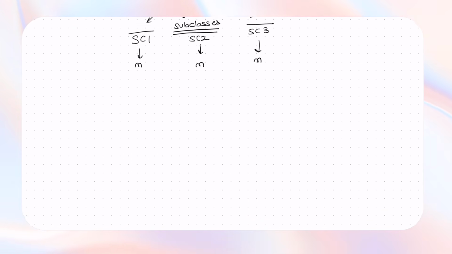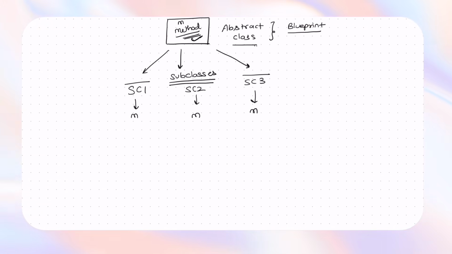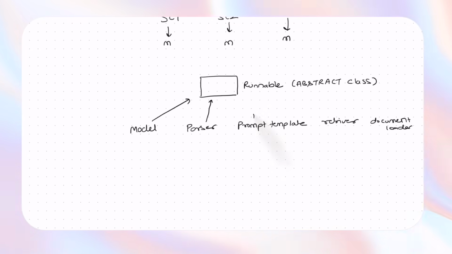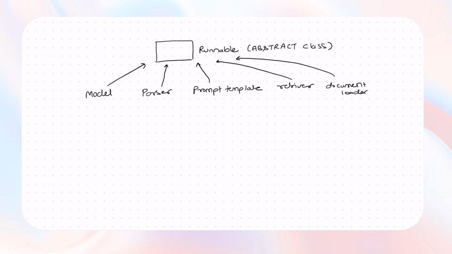So that is what they did. They created an abstract class which they called Runnable, and all the components of LangChain were made to inherit from this abstract class. So they created the Runnable as an abstract class, and all the components, let's say the model component, the parser component, the prompt template component, the retriever component, the document loader, all these classes were inheriting from this particular abstract class, which made sure that all of them are using the same methods. And which methods did they use?